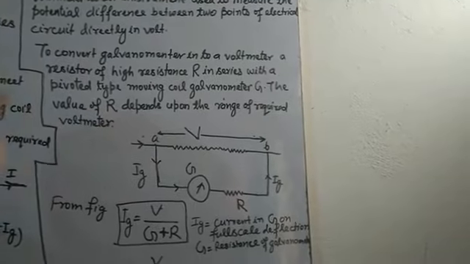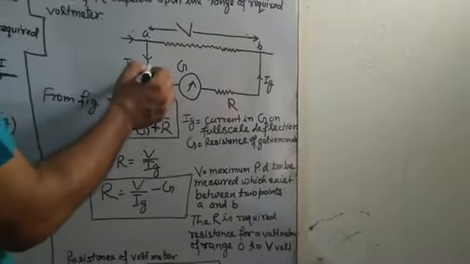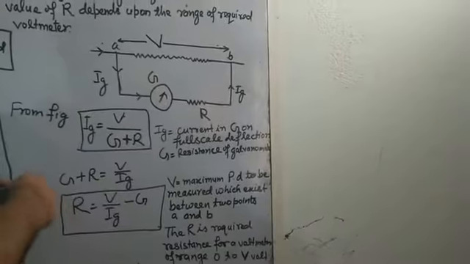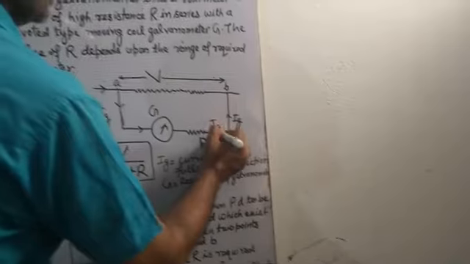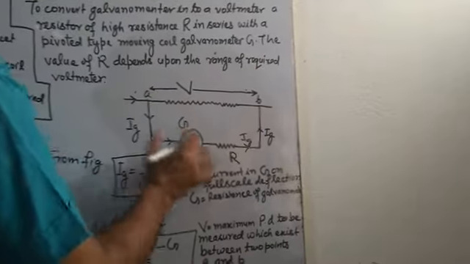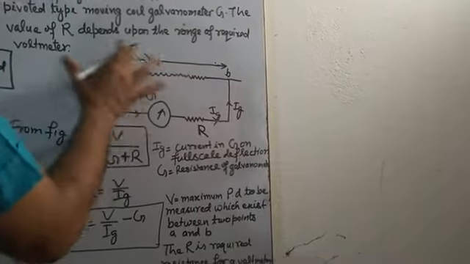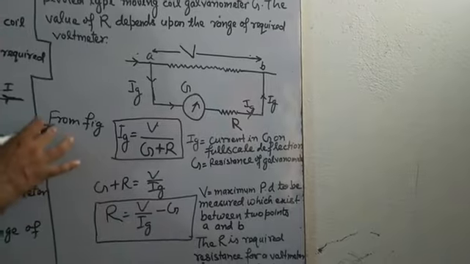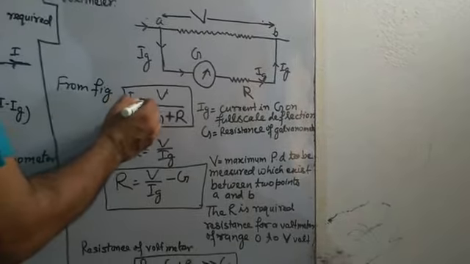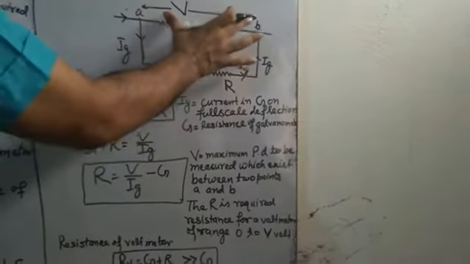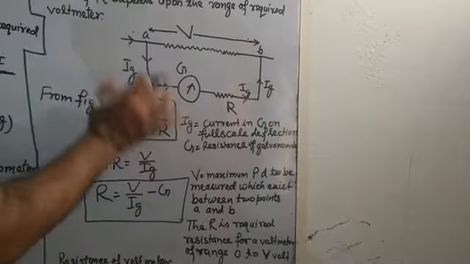The value of R depends on the range required of the voltmeter. In the figure, the current Ig passes through G and the high resistance R, because both are in series, to measure the potential difference across the 2 points A and B. From the figure, the current Ig in the galvanometer at full scale deflection equals the potential difference upon the total resistance G plus R, since G and R are in series.